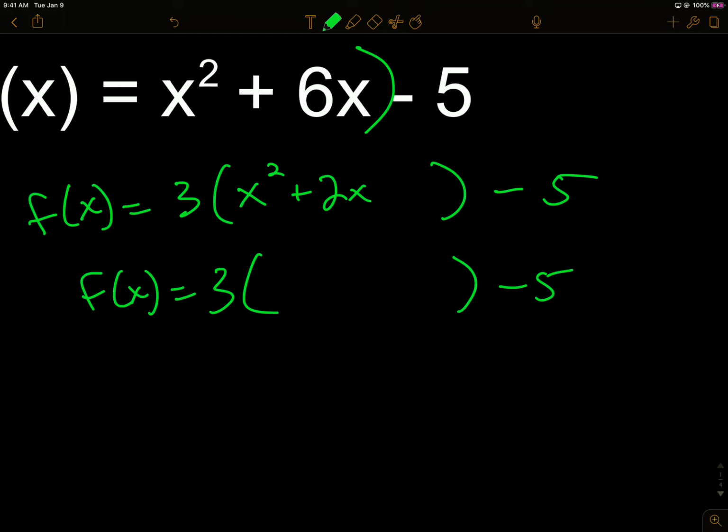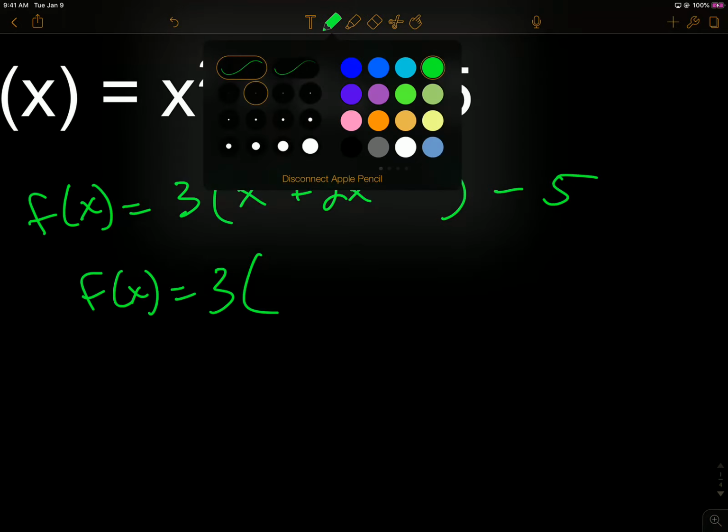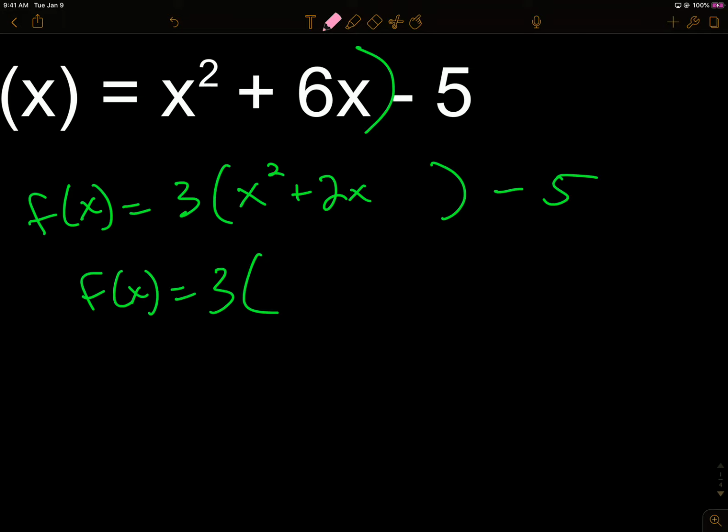What number do I add in here? I'm going to add a 1. Why is that? Because if I take my b, which was 2, divide it by 2, I get 1, and then we're supposed to do 1 squared. That was our way of making it a perfect square. That was how we completed the square. So if I add 1, I've now completed the square.